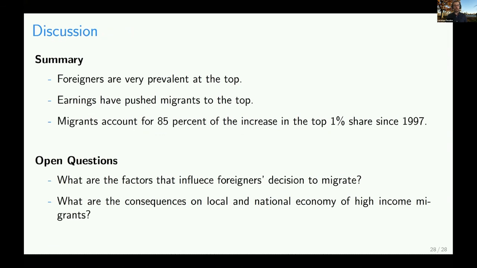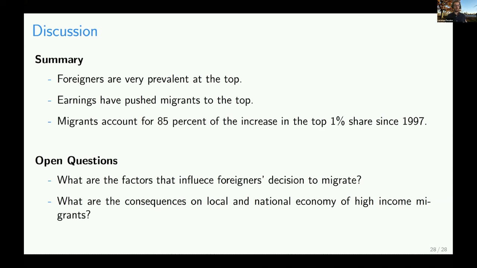All right, let me conclude by just summarizing the results that we showed in our paper. We showed that migrants are overrepresented at the top of the income distribution, and that earnings have pushed migrants to the top. Therefore, we show that the composition of individuals at the top of the income distribution has really changed over the 2 decades and is now more skewed towards migrants.